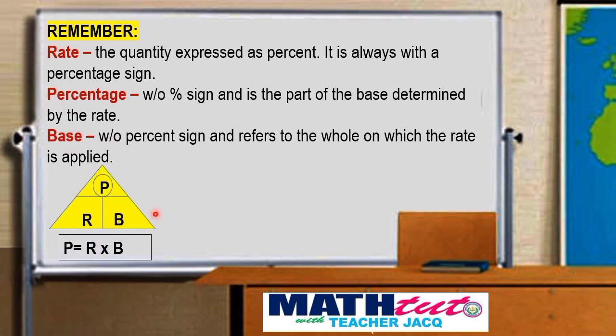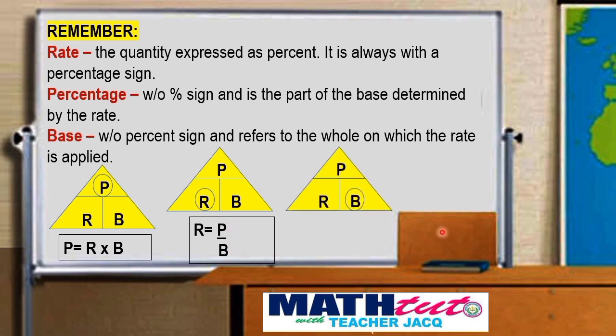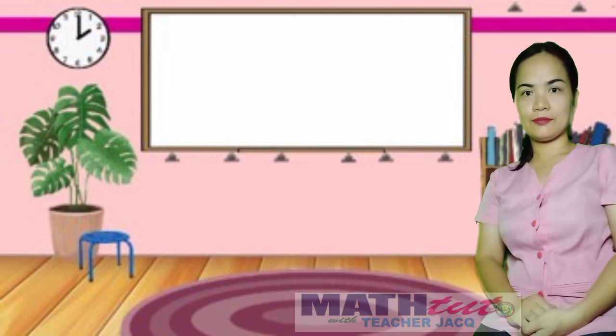And for the formulas, kapag nawawala si P, ang ating formula ay rate times base. Kapag nawawala naman si rate, ang ating formula ay P divided by base or P over B. At kapag naman ang nawawala natin ay si base, ang ating formula ay B is equals to P over R. Or B is equals to P divided by R.